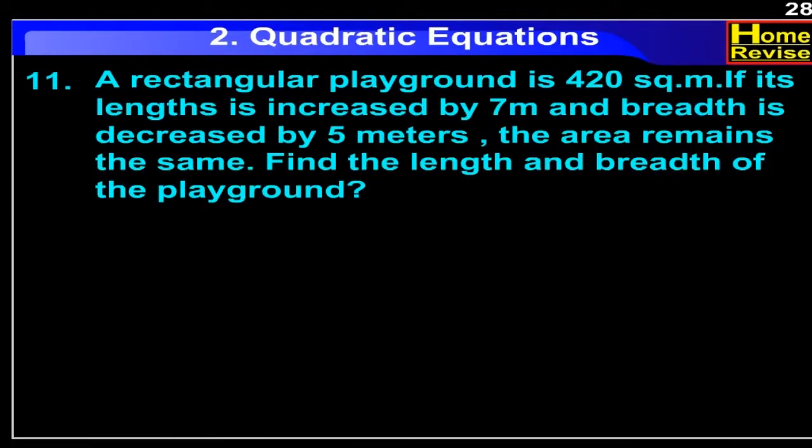A rectangular playground is 420 square meter. If its length is increased by 7 meters and breadth is decreased by 5 meters, the area remains the same. Find the length and breadth of the playground.